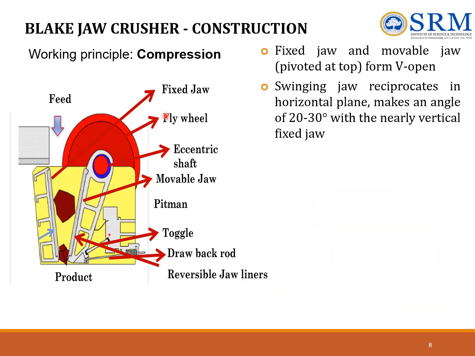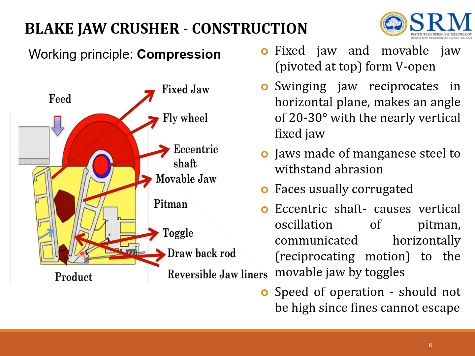Seeing in detail the working of a jaw crusher, for example the blake jaw crusher, we know it works on the principle of compression. Here you can see the feed enters, the feed is crushed and it moves out as product. Here you have a flywheel, a fixed jaw, and this is a movable jaw. The movable jaw is pivoted at the top by using an eccentric shaft. You also have a pitman and toggle, and reversible jaw liners. So here this shows the equipment, the fixed jaw and the movable jaw, and this is the swinging jaw.